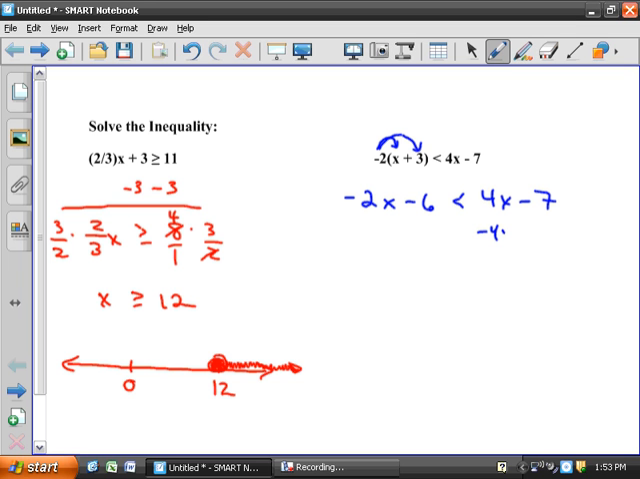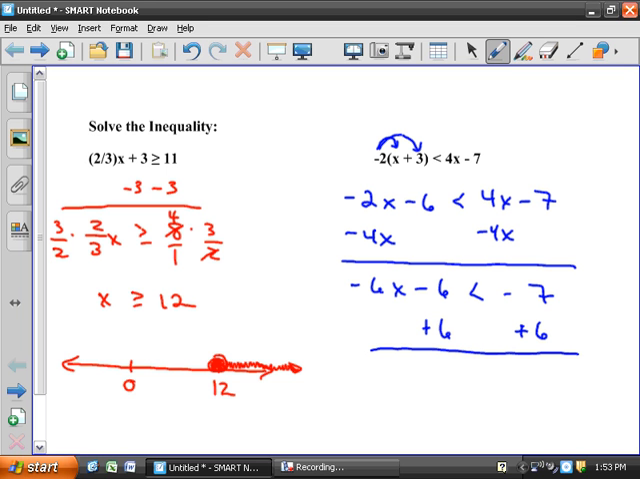So I'll subtract 4x from both sides of the inequality. I have to stress it doesn't matter whether I subtract 4x or I add 2x. I'll end up with the same answer in the end anyway. Negative 2x minus 4x is negative 6x. Minus 6 is strictly less than negative 7. I'm going to add 6 to both sides of this inequality. That leaves me with negative 6x is strictly less than negative 7 plus 6 is negative 1.